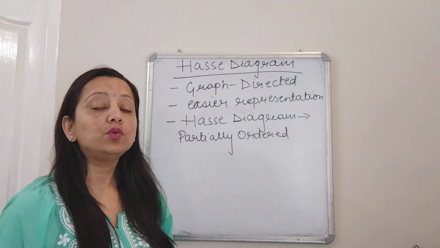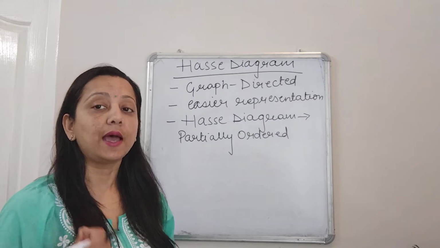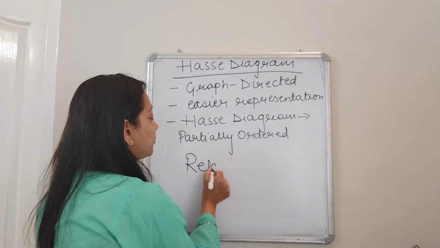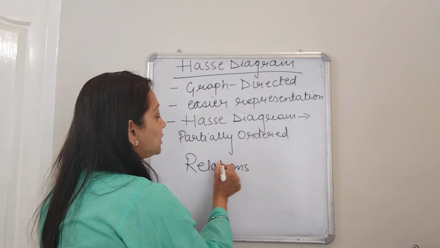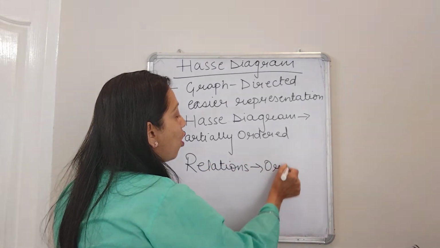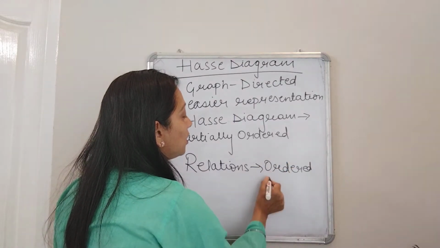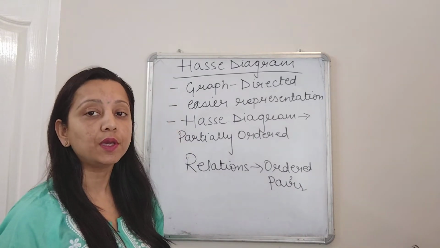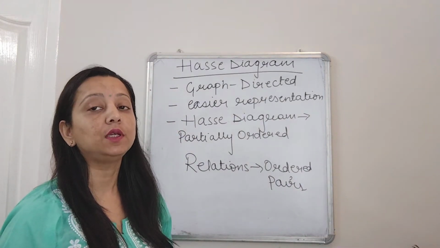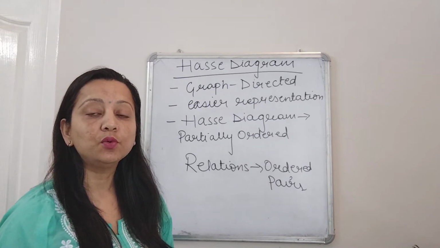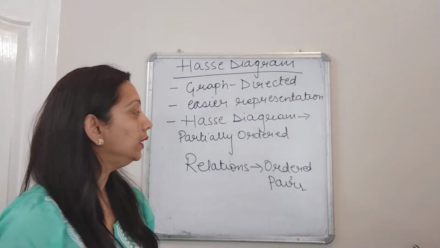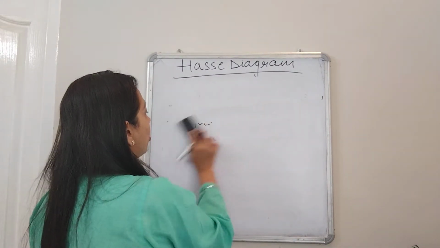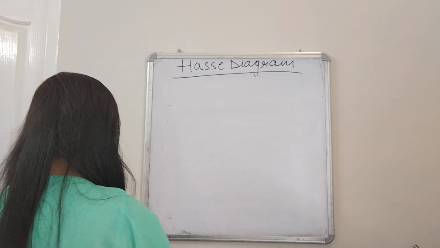Now why do we use directed graphs as Hasse diagrams? Because we know that a relation consists of ordered pairs. A relation always consists of ordered pairs. So to represent them graphically, it's quite obvious that we will use directed graphs only. Okay, now let's start with how to draw a Hasse diagram.